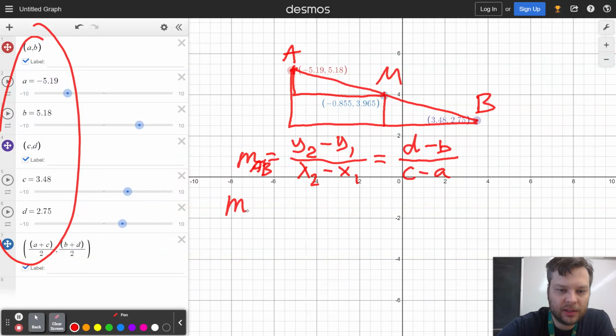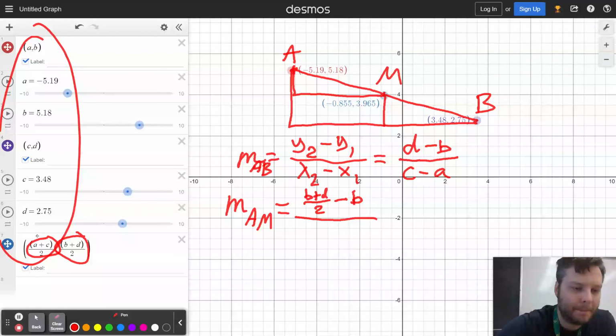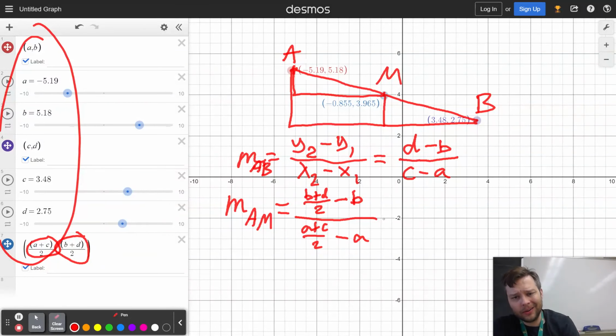I could also find the slope between a and m, and that would look like this. I take the y value of m, b plus d over 2, and I subtract the y value of a. I take the x value of m, and I subtract the x value of a. Now somehow, it looks like this should come out to be the same slope because they're on the same line. And intuitively, it makes sense that we get the same slope when we have 2 points on the same line.